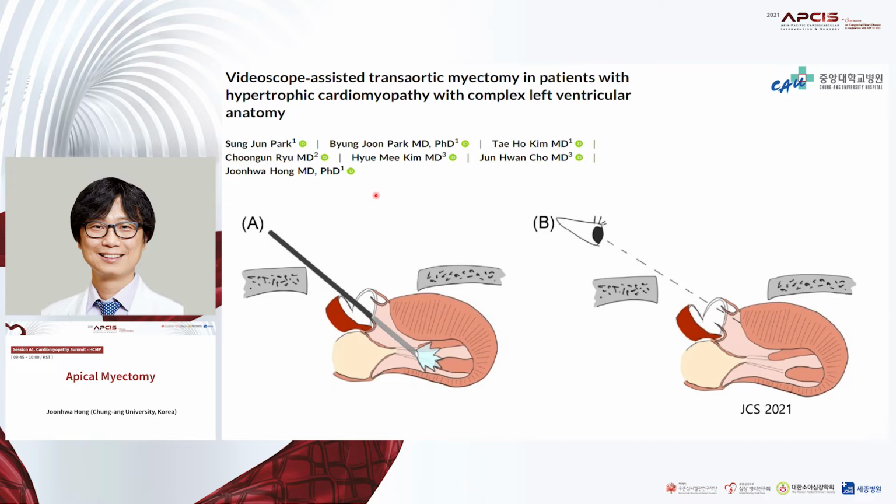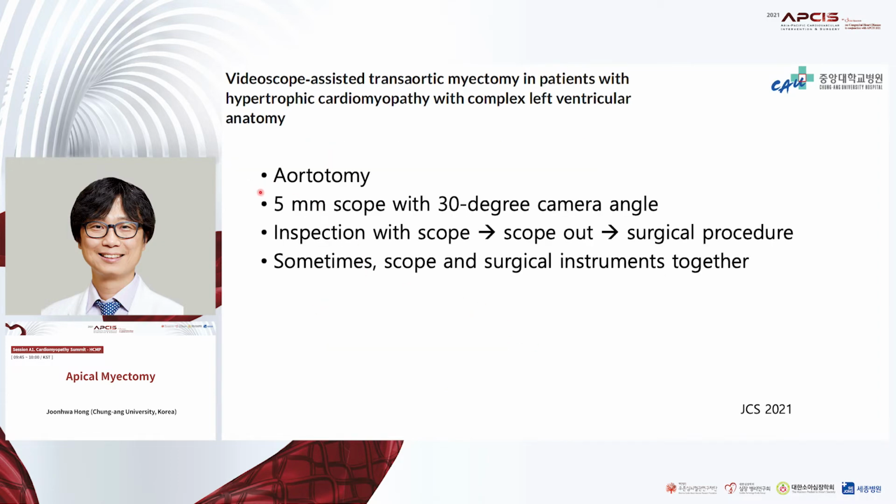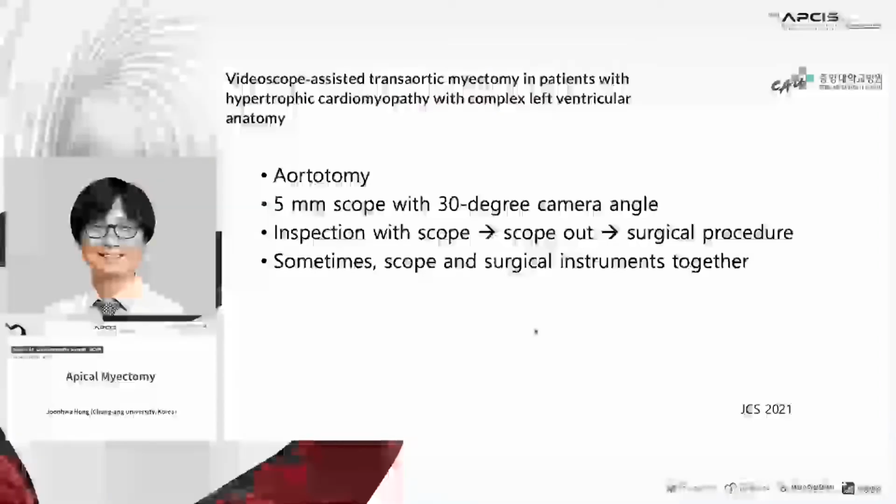This is not exactly about apical myectomy, but when a patient has complex left ventricular anatomy, including midventricular obstruction, because of the limited view through the small aorta and aortic valve, we used a thoracoscope. Through the aortotomy, we put in a 5mm scope with a 30-degree camera angle and inspect the inside of the left ventricle, and then we perform the surgical procedure. Through this approach, we could safely perform myectomy surgery in patients with very complex left ventricular anatomy and midventricular hypertrophic cardiomyopathy.